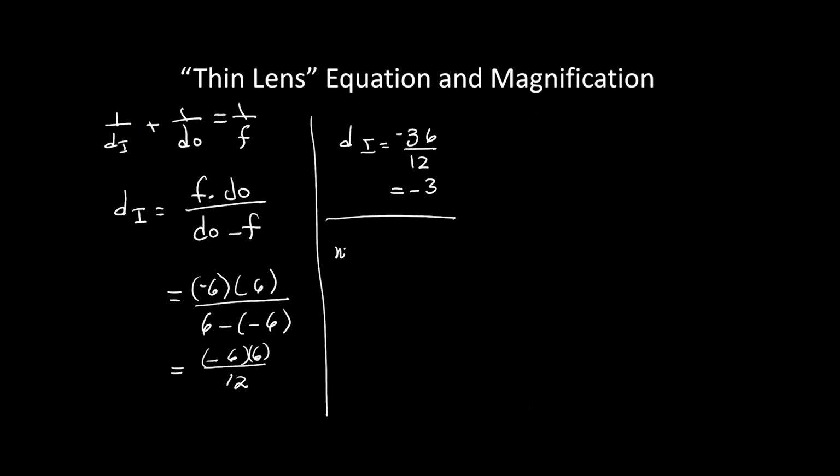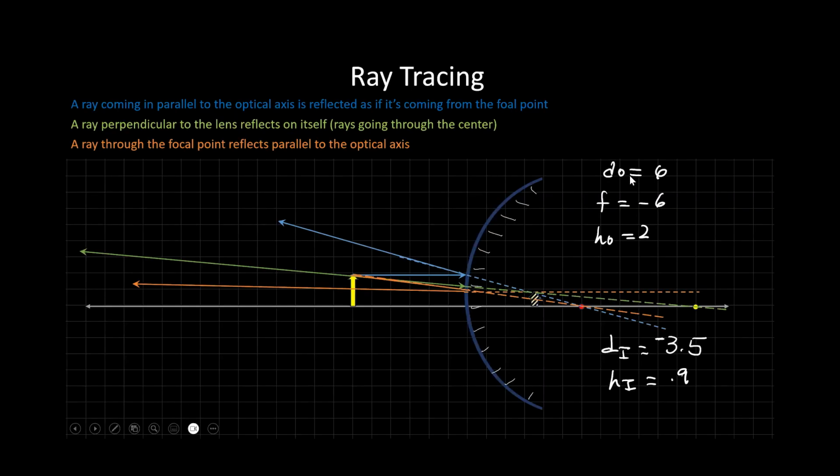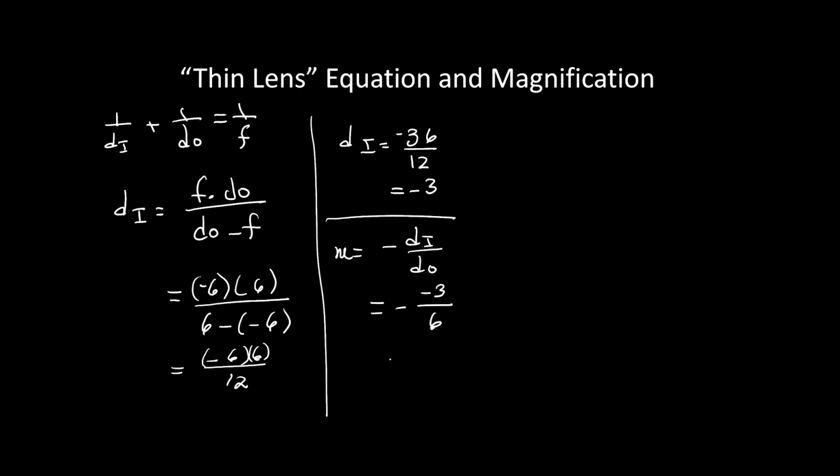Magnification now is minus DI over DO, minus -3 over DO is 6. The negatives cancel. 3 over 6 is 1/2. So now that's the magnification. And the fact that it's positive, then it's a virtual image. And we know that it's a virtual image because it's a convex mirror.